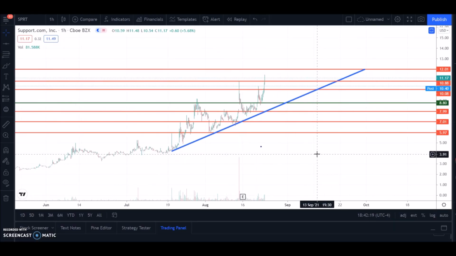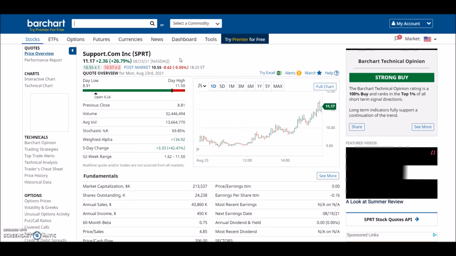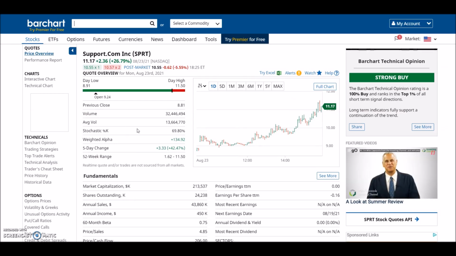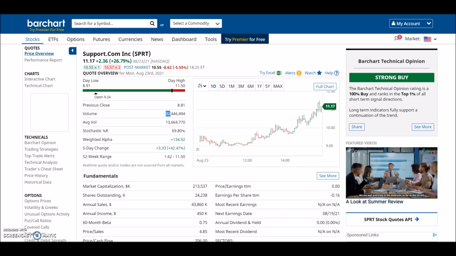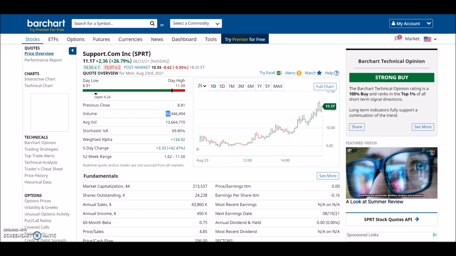So this is the 1 hour chart, with so many ups and downs. I will come back to the chart and talk more about the price action, but before that, look at something here. In general, the average volume for SPRT is only 13 million, and today the volume is 32 million, so almost 2.5 times more volume came today, so that is one thing.